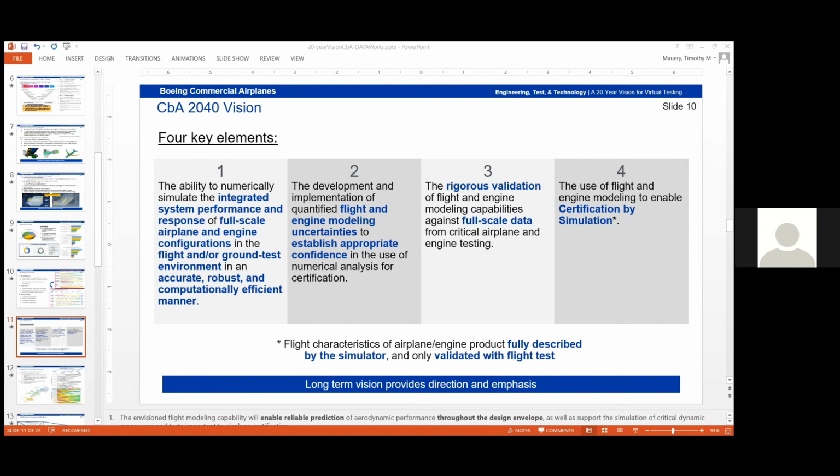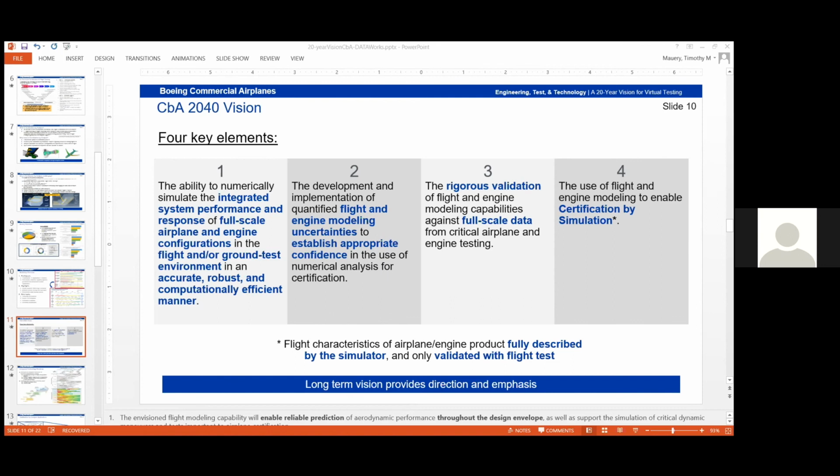Third is that we need to have some rigorous validation of real airplane type data and some full-scale airplane and engine testing. And then the fourth aspect is looking even more to the future, and that would be that initially we can synthesize flight test data, ground-based wind tunnel model data, and numerical simulation with data fusion methods to increase the fidelity of our databases in flight simulators.